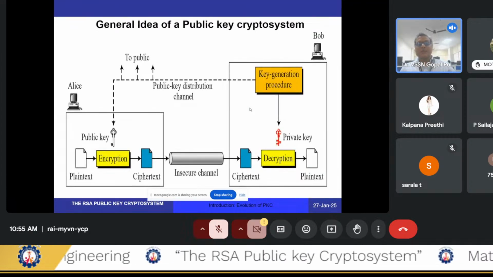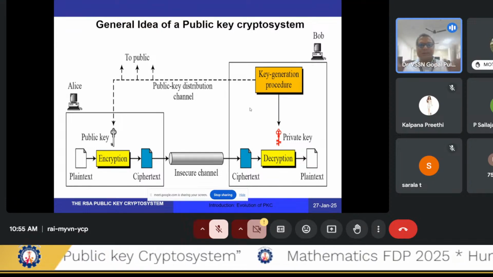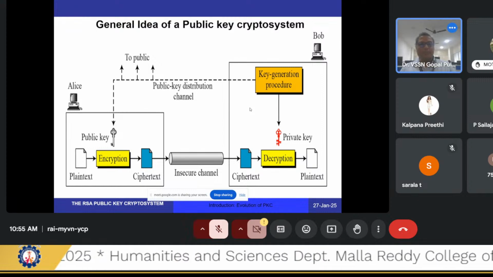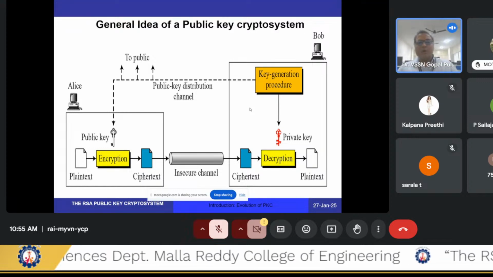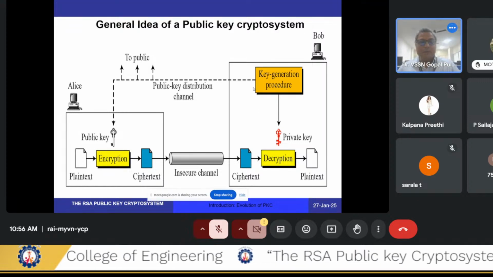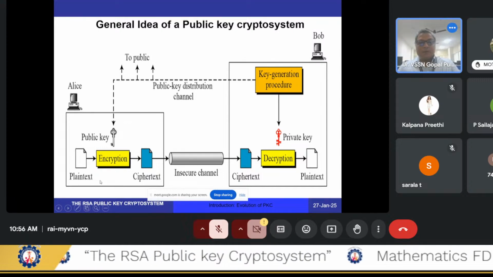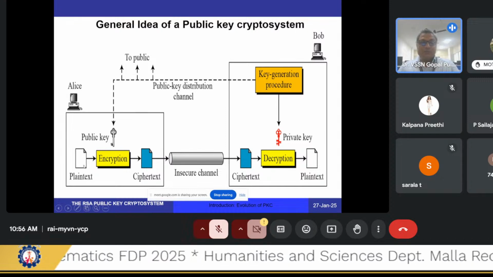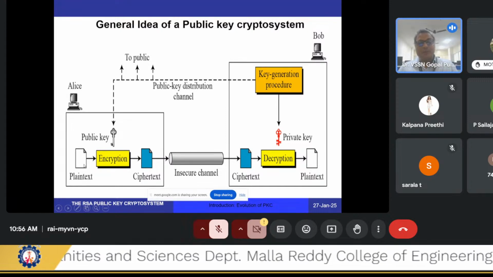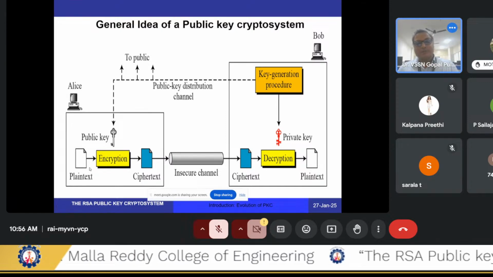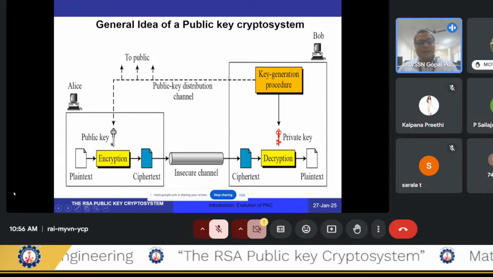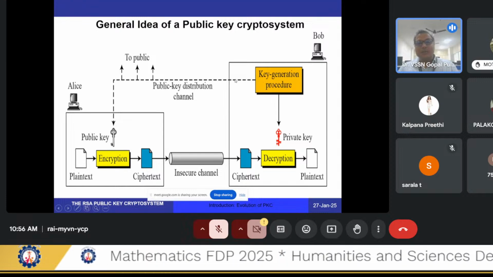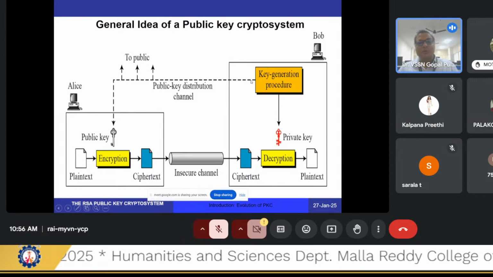I consider one more slide in order to highlight this overall idea, the general idea of a public key crypto system. Let us observe Bob and Alice in communication here, and see how the transformation takes place. Alice has a plain text. What she does is encrypt this plain text using the public key of Bob, as you can notice in the figure.